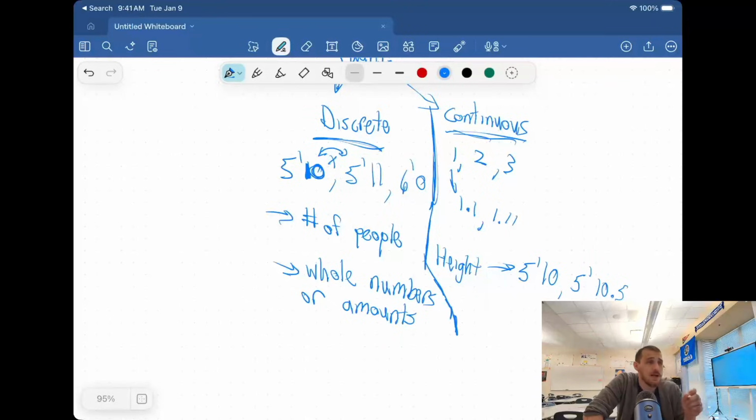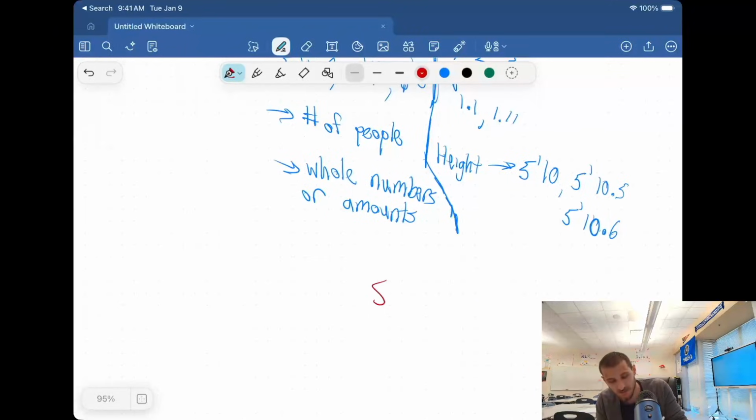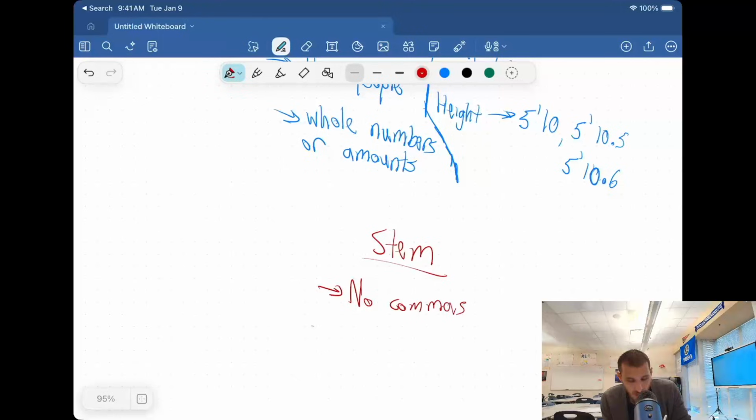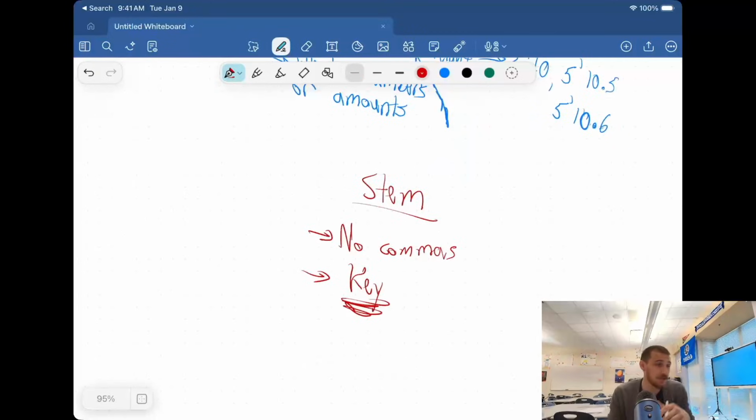Hopefully that makes sense. The things to be aware of here: no commas for stem plots. Big ticket items, no commas. Between digit values, we wouldn't need that because we know each digit is 1 data point. So you don't need commas, and you should never put commas. It's not professional, and you do get points off on the AP exam for putting commas. And then you must have a key. You must have a key. If you don't have a key, you lose points. And you need to check to make sure keys are present.